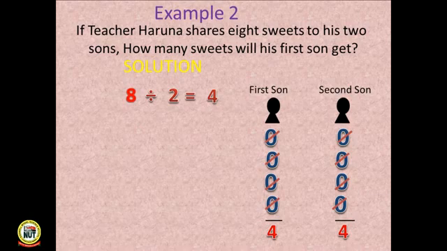Okay. So I'm still going to write the statement. Okay. So what are you going to write? His first son will get 4 sweets. If Teacher Haruna shares 8 sweets to his 2 sons, his first son will get 4 sweets. All right. At this point, I want you to clap for yourself. That's the way I like it. We can do it. I like it. Well done. I hope you are following. Very good. Now let's move on.